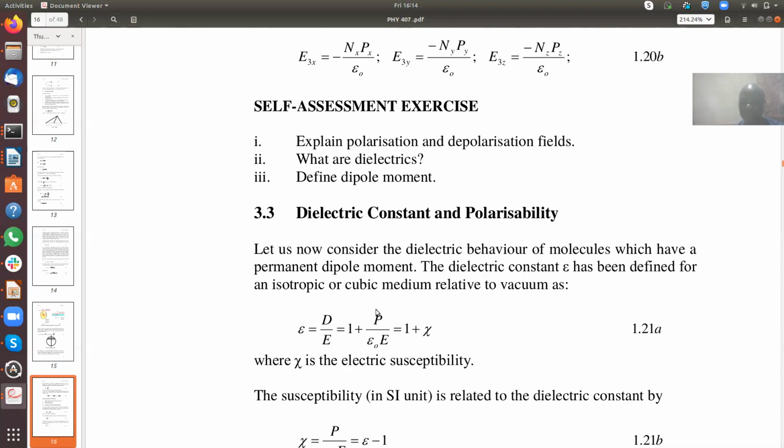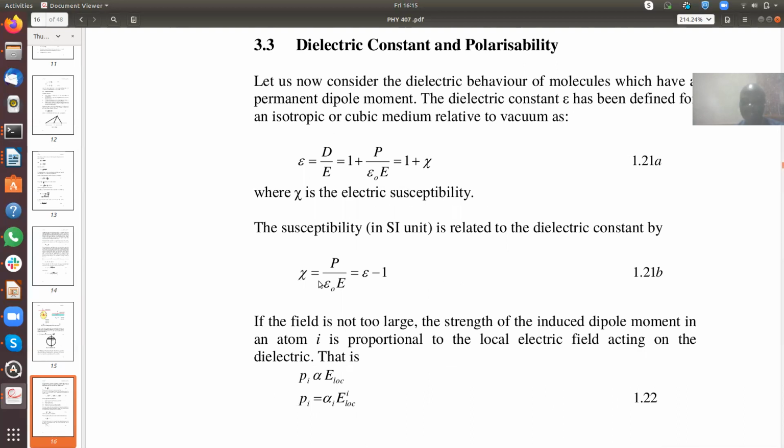You know what P is. P is polarization and E is the electric field, which is equal to 1 plus chi. This chi is called electric susceptibility. So the susceptibility is related to the dielectric constant by this definition.